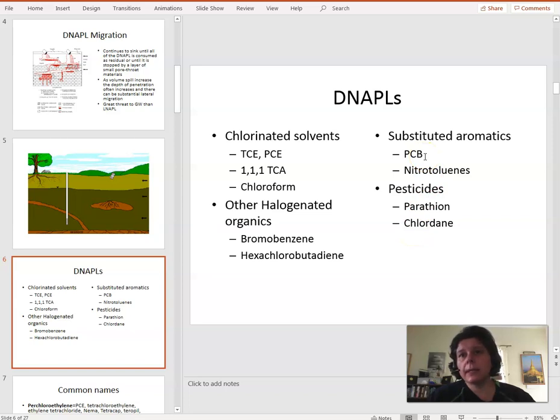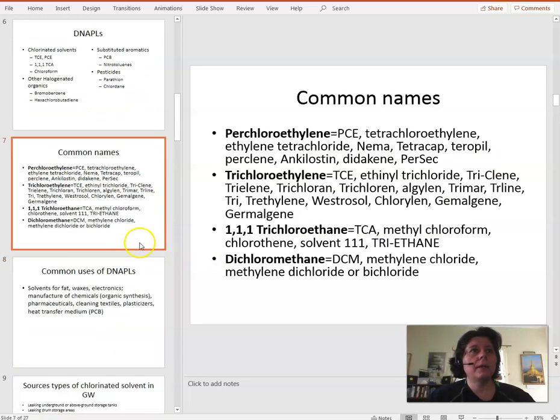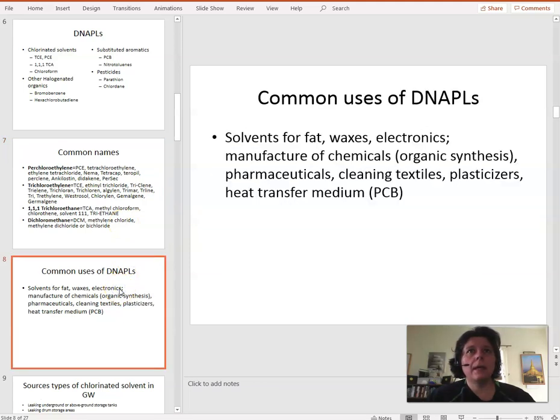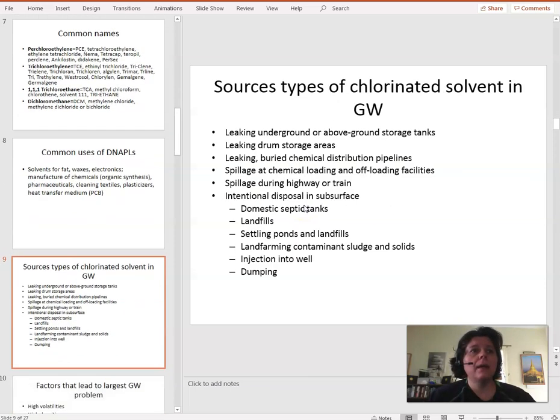PCBs, we didn't talk about those in this class, but you can look up PCBs, polychlorinated biphenyls, and get some more information on those. And then they also have common names. We already talked about this. What were they commonly used for? They were commonly used for fats, waxes, electronics. They were manufactured chemicals. They were used for pharmaceuticals, dry cleaning, plasticizers, PCBs for heat transfer media. And they could get into groundwater from a lot of different sources. They could get in there from underground storage tank or LUST sites, storage drums, buried spills, intentional disposal of them.